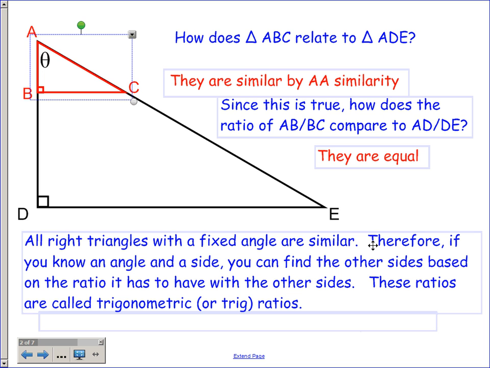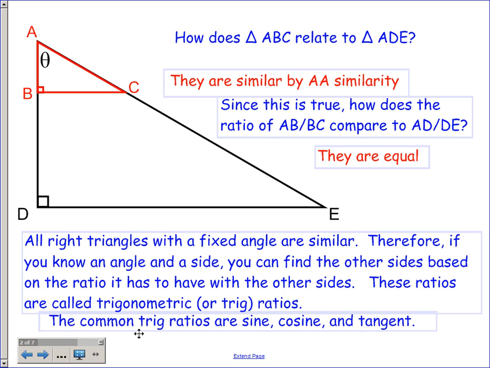Because that's true, if I know the angle and then I know one side, using trigonometry I can find the other sides, because of the ratio that side has to the other sides. That's the definition of trigonometry. These ratios are then called trigonometric ratios. A lot of times we just say the trig ratios for short.